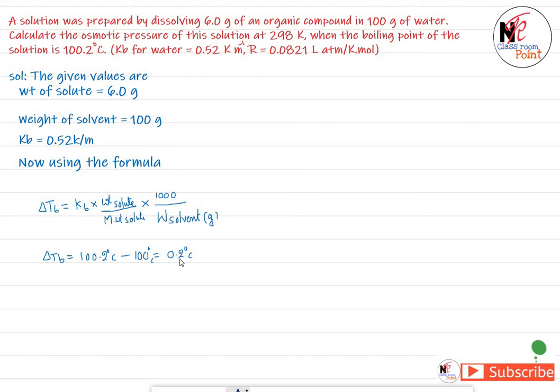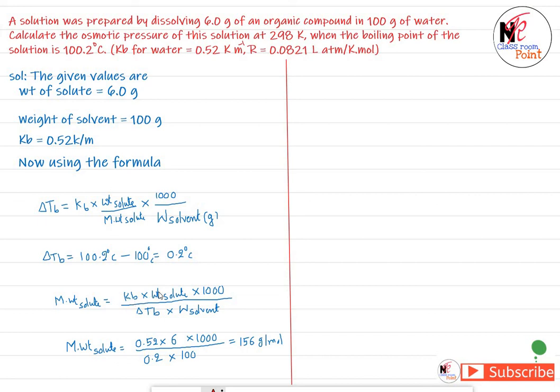So now let us substitute all these: 0.2, Kb, weight of solute, 1000, weight of the solvent. Molecular weight of solute equals Kb into weight of solute into 1000 divided by delta Tb into weight of the solvent, by rearranging this formula, because we need to get the molecular weight of the solute. So Kb value 0.52, weight of solute 6 grams, 1000 is the constant value, divided by delta Tb 0.2 and 100 grams as the mass of the solvent. By solving, we shall get the molecular mass of the organic compound as 156 grams per mole.